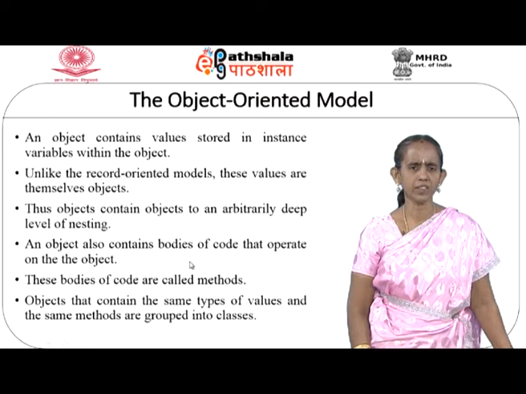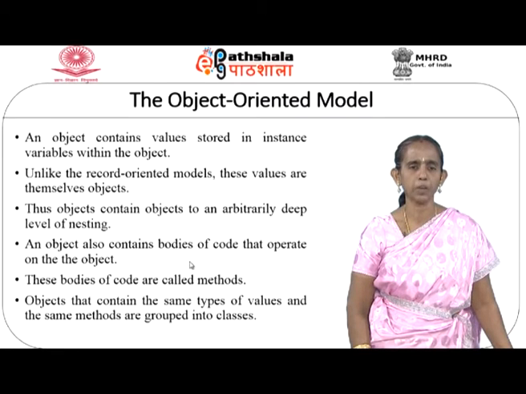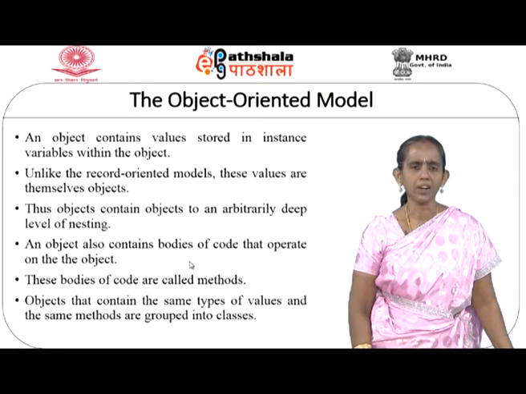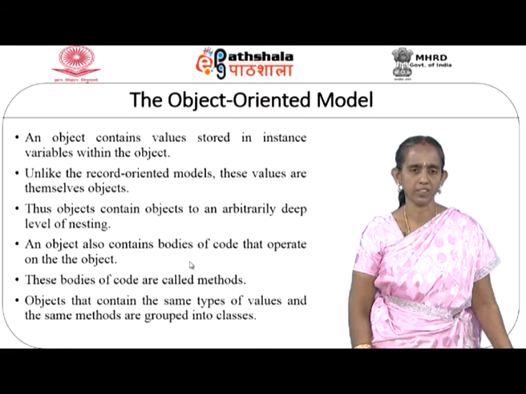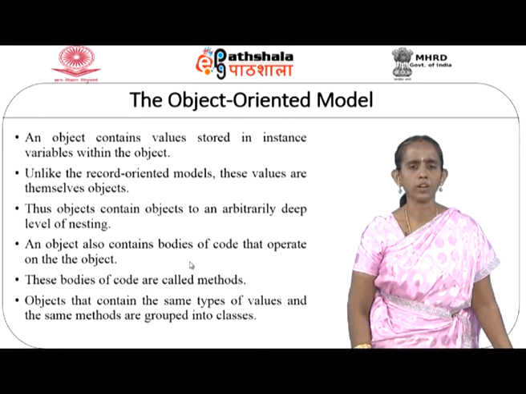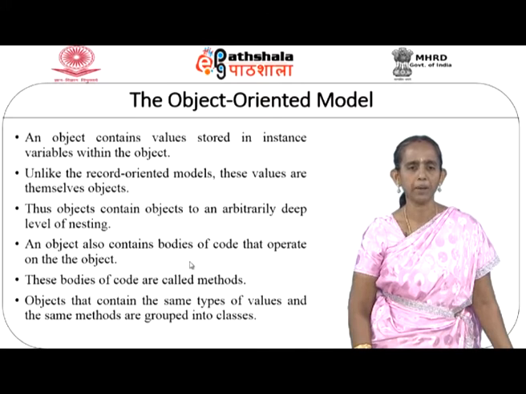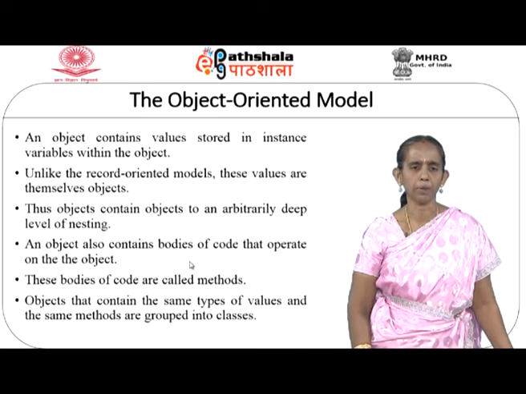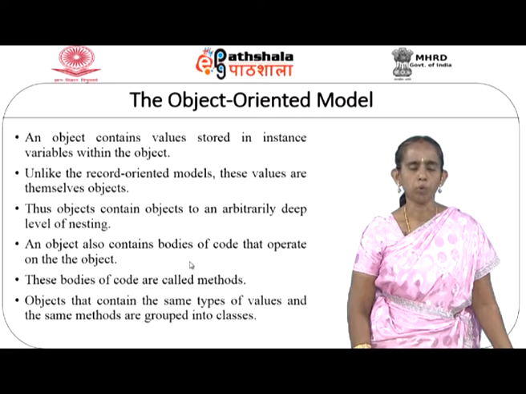An object contains values stored in instance variables within the object. Unlike the record-oriented models, these values are themselves objects. These objects also contain objects to an arbitrarily deep level of nesting. An object also contains bodies of code that operate on the object. These bodies of code are also called methods.